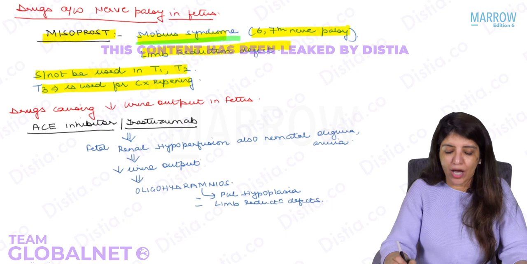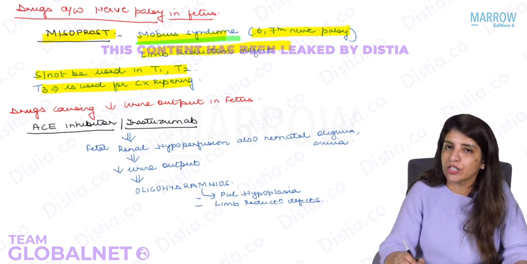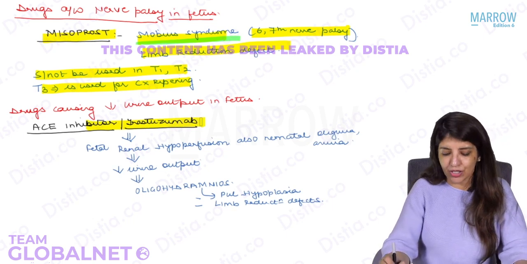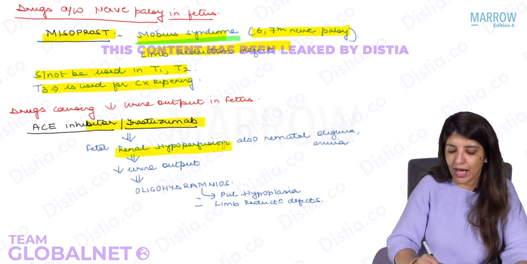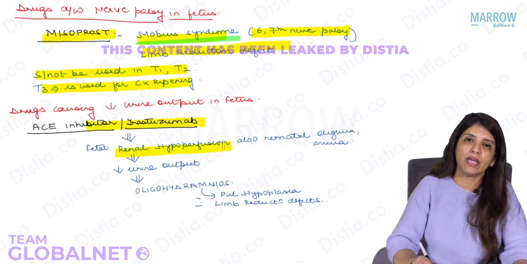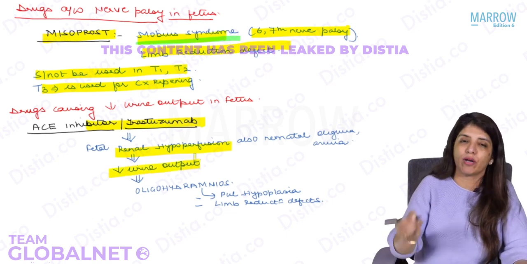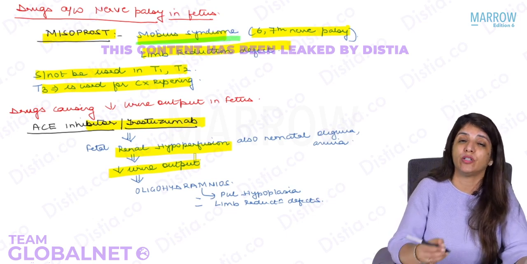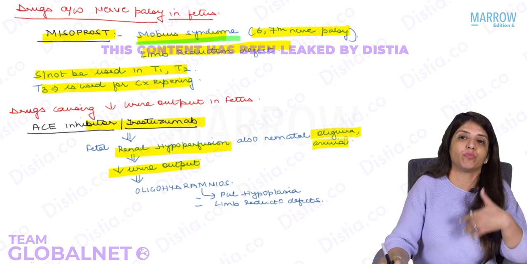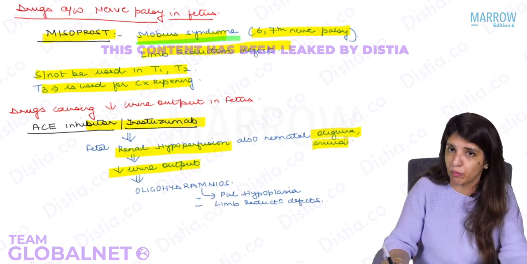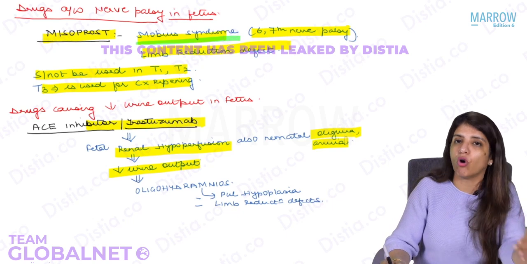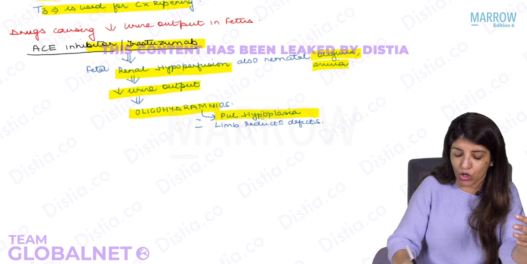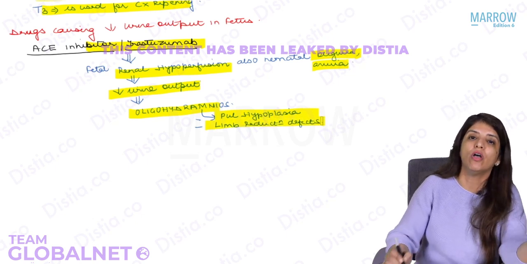Now, drugs which lead to decreased urine output in the fetus, we have ACE inhibitors and trastuzumab. ACE inhibitors and trastuzumab lead to fetal renal hypoperfusion, because of which there will be decreased urine output. The decreased urine output is not only going to be there in the fetus, in the neonate also there is going to be oliguria and anuria when the baby is born. But because of fetal oliguria, there is going to be oligohydramnios, and what all can oligohydramnios lead to?